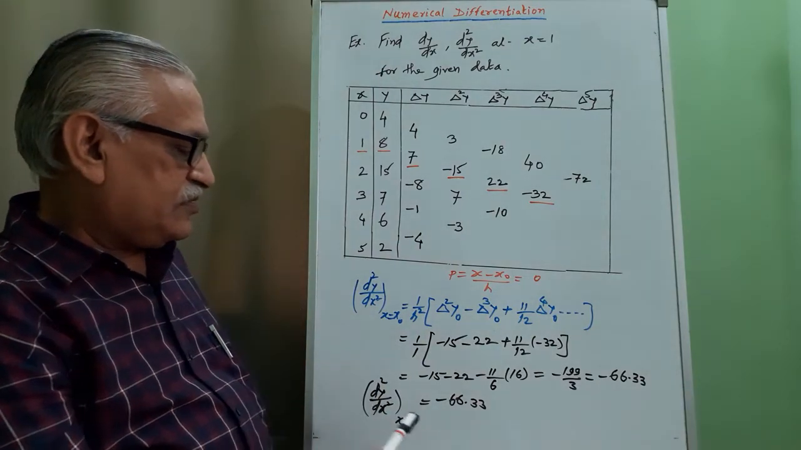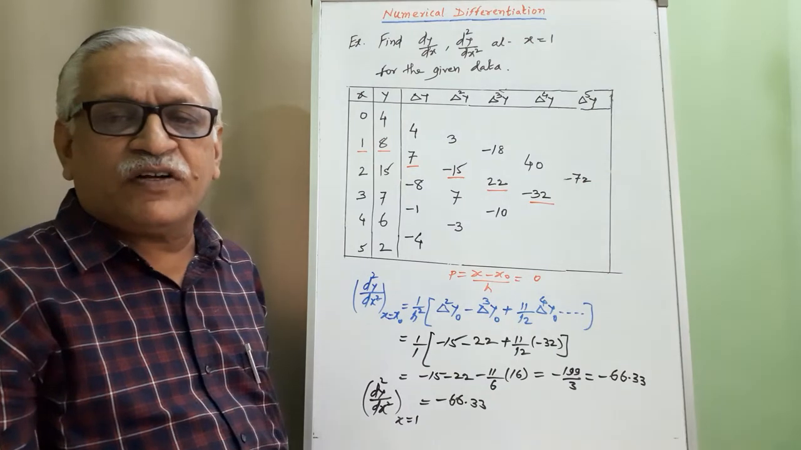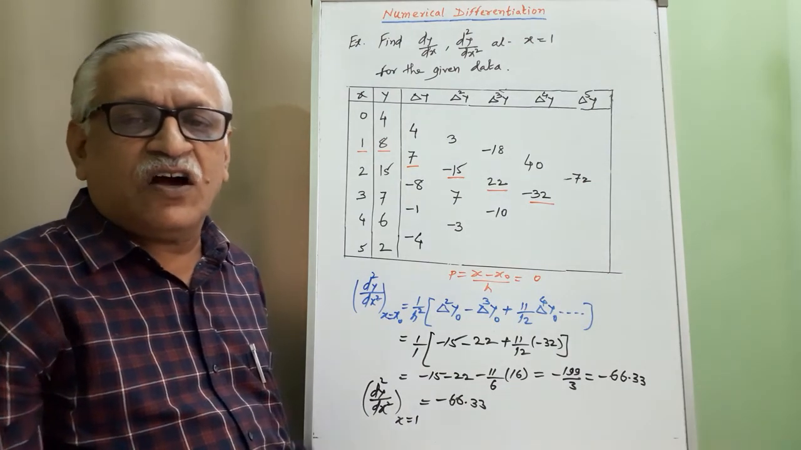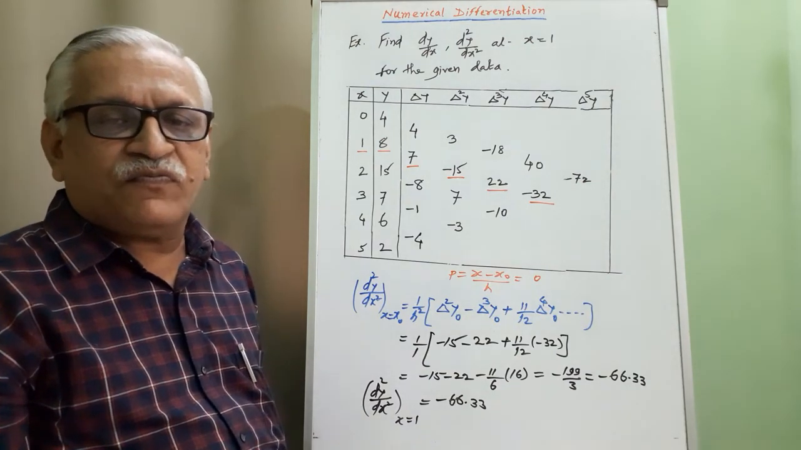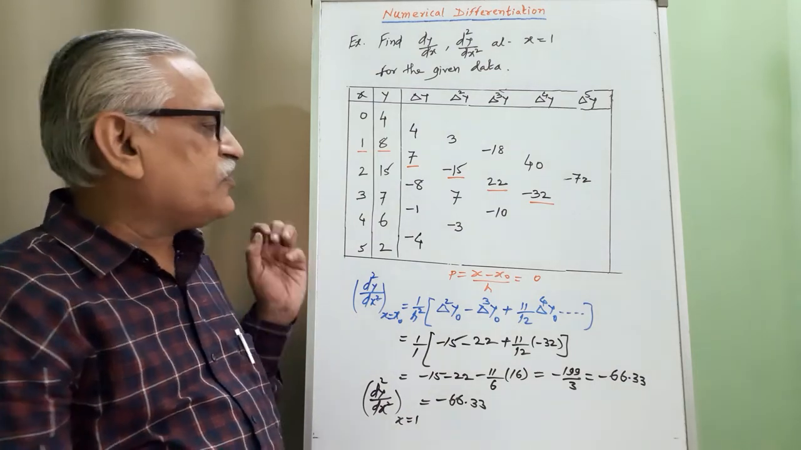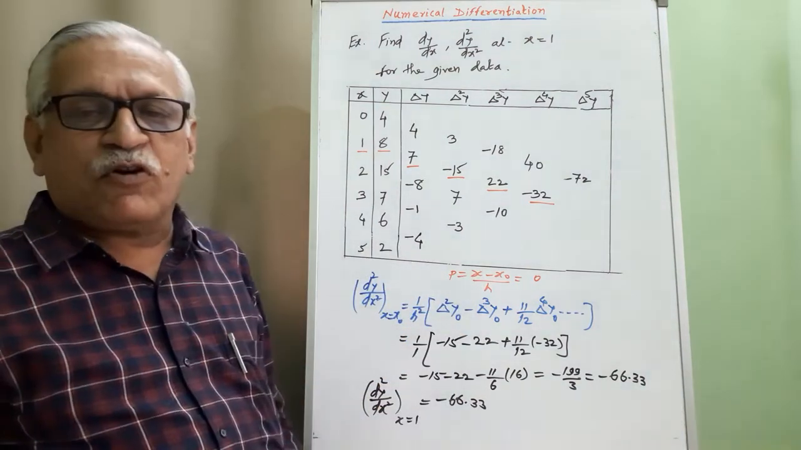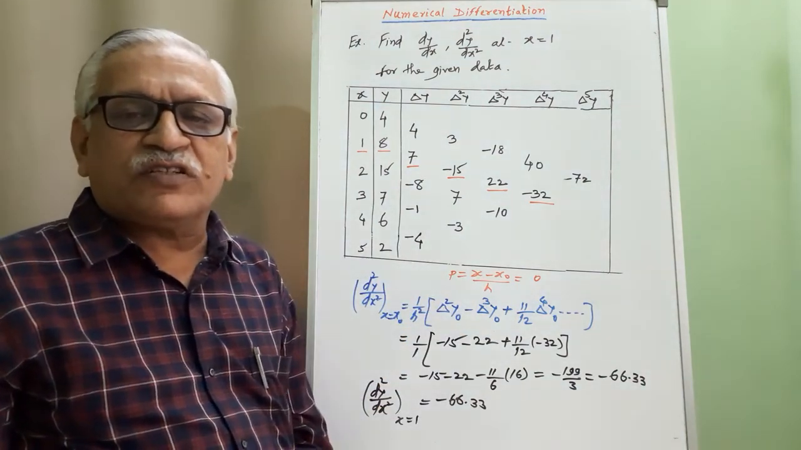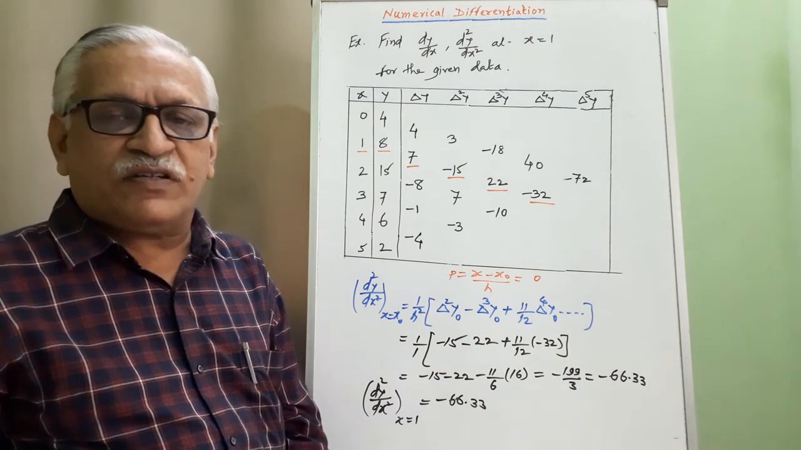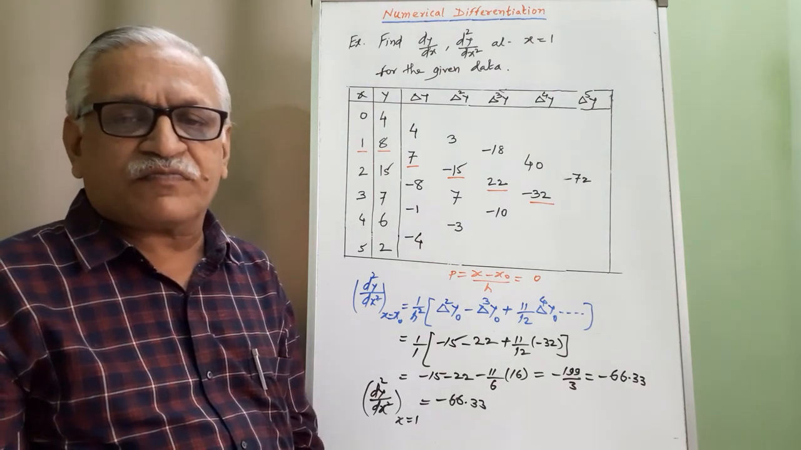Therefore this is the technique. In my next video, I will discuss how we can obtain the first order as well as second order derivatives when that point lies at the bottom of the table. For the bottom of the table, we have to apply Newton's backward interpolation formula to derive those formulas. That I will discuss in my next video.